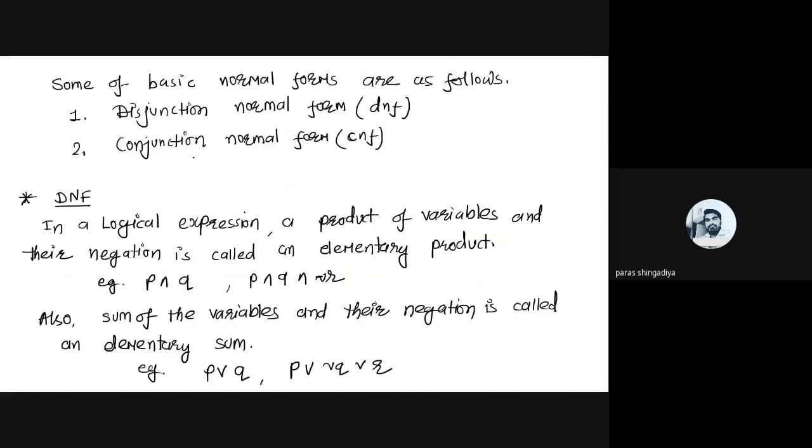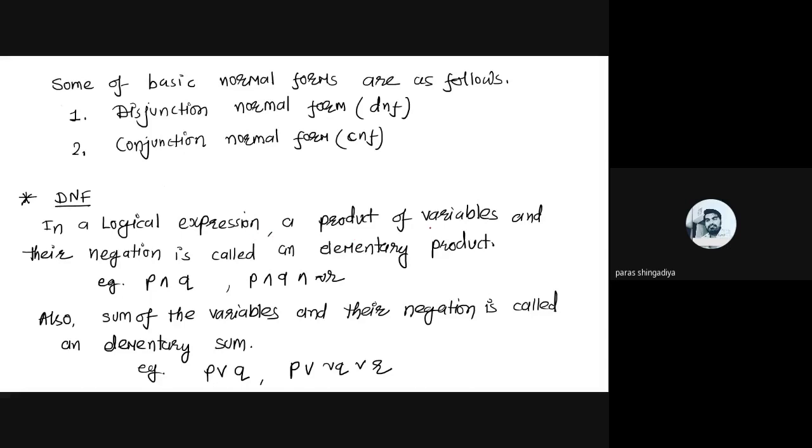Then after that, there are two types of normal form in this topic. The first one is the disjunctive normal form, known as DNF, and the second one is the conjunctive normal form, called CNF. So two types of normal form are here. What is the meaning of DNF and CNF? Let us discuss.